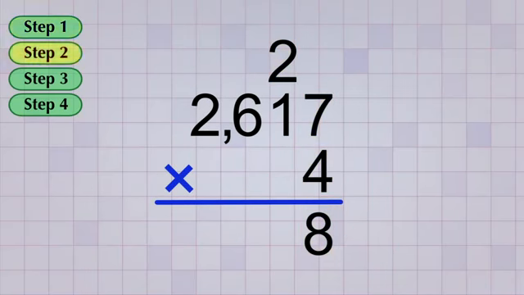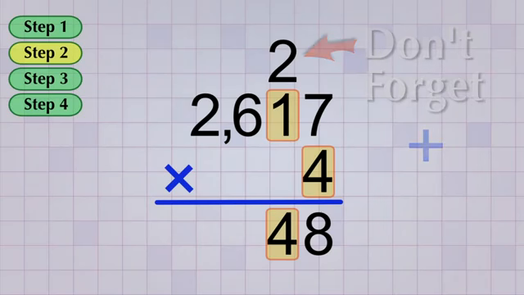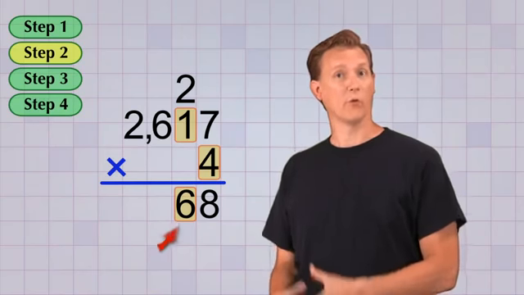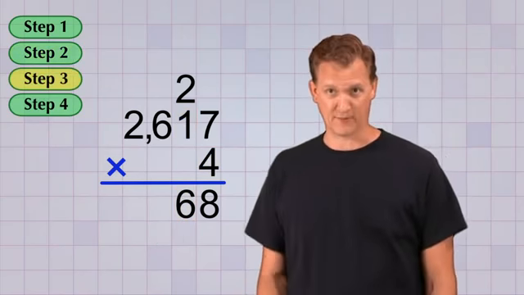Now we can do the second step. We multiply the bottom digit by the next digit in the top number. 4 times 1 equals 4. That was easy. But don't forget about that digit we carried. We need to add that to our answer from the second step. So 4 plus 2 gives us 6. And that's what we put in our answer place. And this time we have a 1-digit answer, so we don't need to carry. We can just move on to the next step.